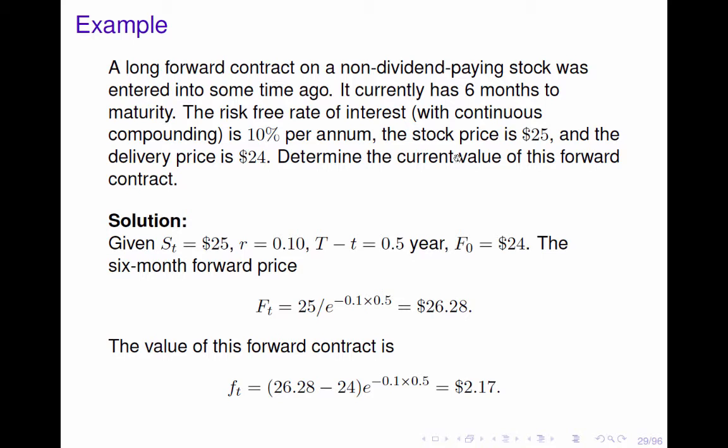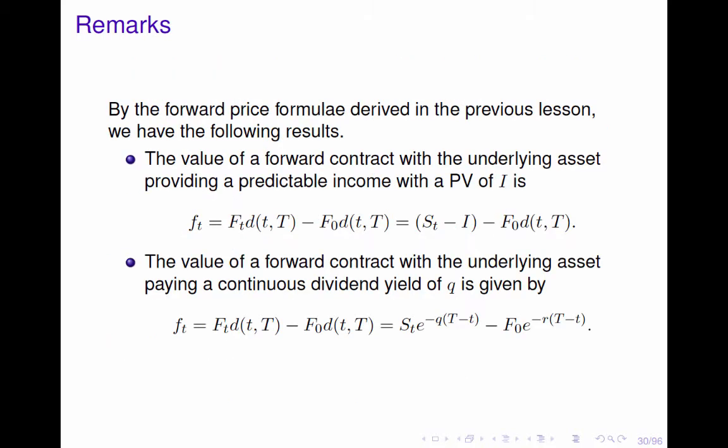In this example, the forward contract is on a non-dividend paying stock. Now let's briefly remark on the cases when the underlying asset earns income. In the case when the asset has predictable income whose present value is I, based on the forward price formula derived in the last lesson, we have Ft times the discount factor from time t to T equal to St − I. And similarly for the case when the asset pays continuous dividend.